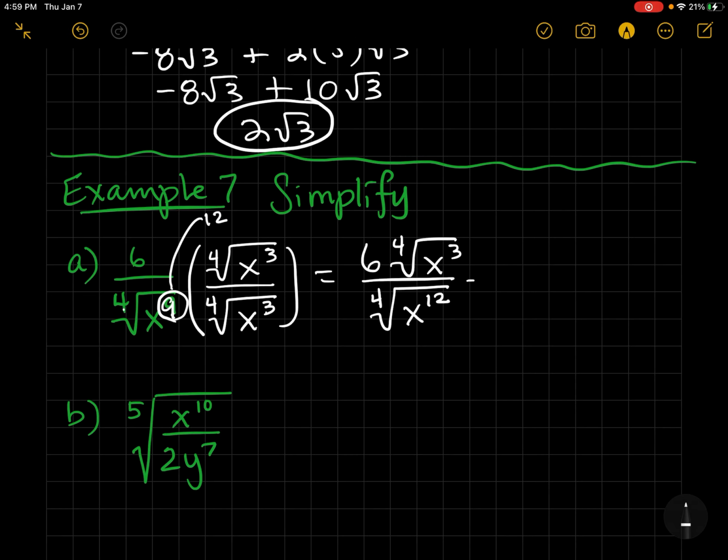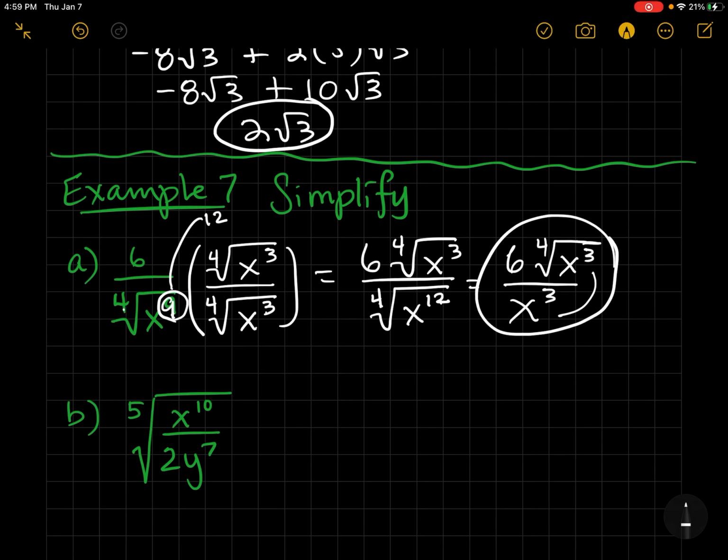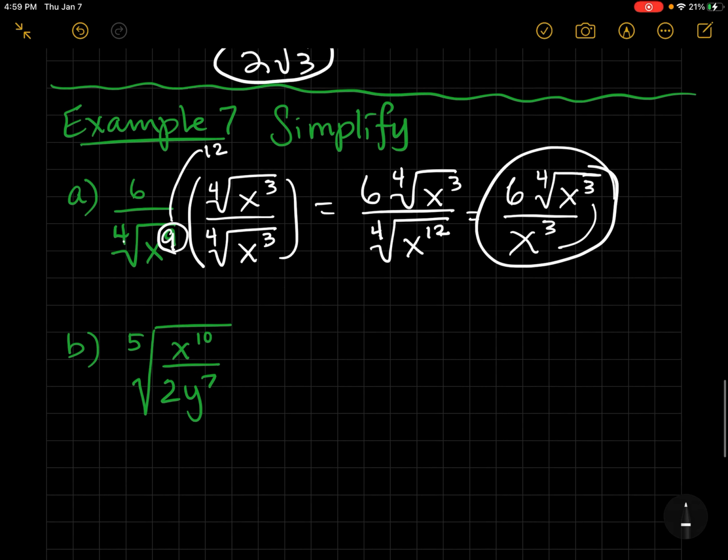And the reason we did that is because now 12 divided by 4 is 3, and it's perfect, so we're able to get rid of the radical. Uh-oh, I didn't write that correctly. Hold on. That's 6 times the 4th root of x cubed. Now, you might wonder, why can't we cancel these two? One's under the radical and one is not, so you cannot cancel those.